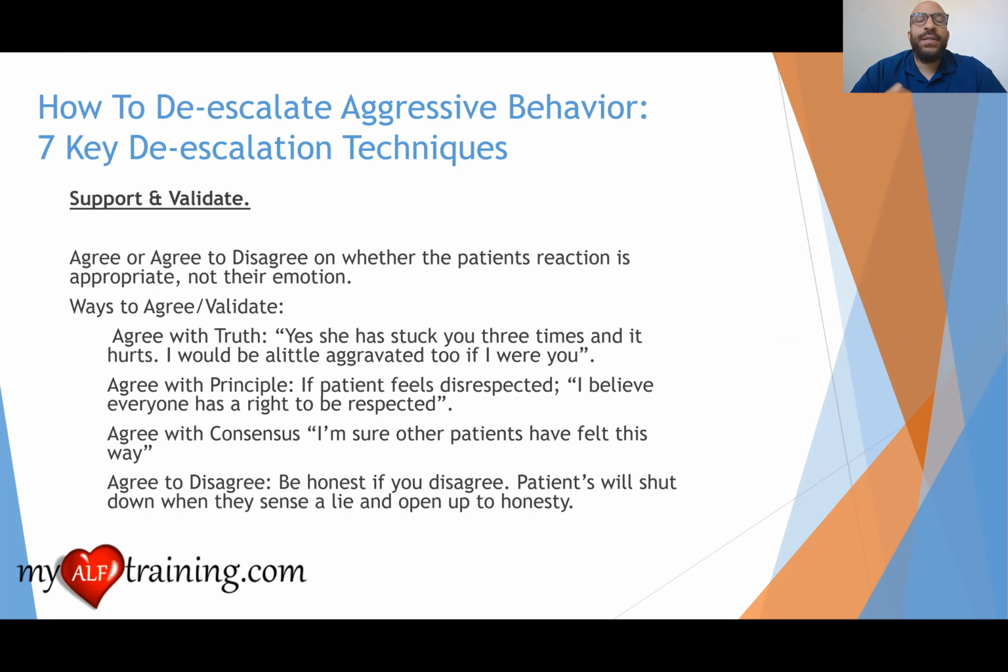Support and validate. This is important because there are different ways to support and validate. Specifically, agree or disagree. Ways to agree / validate. You want to agree with the truth. Yes, she has stuck you 3 times and it hurts. I would be aggravated too if I were you. You don't want to agree with their lies. You just nod your head. But if they say something that's truthful and you agree with it, let them know you agree.